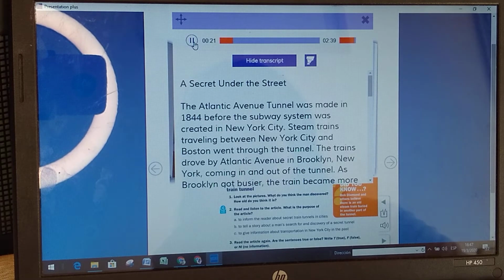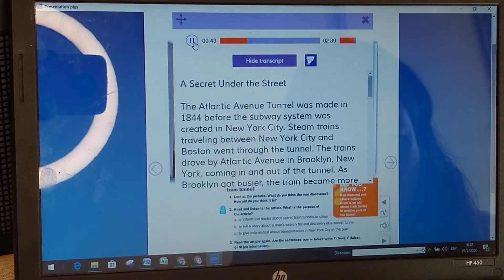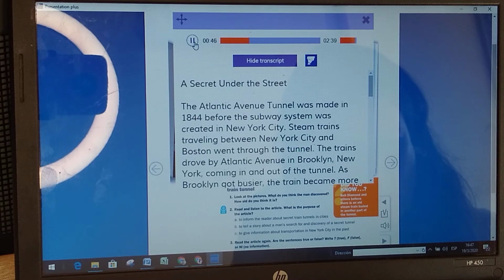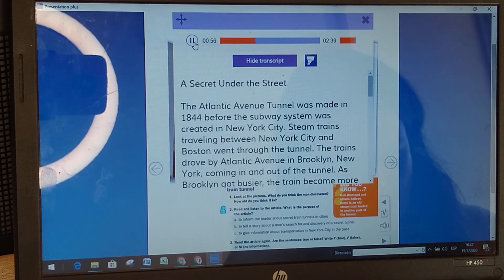A Secret Under the Street. The Atlantic Avenue Tunnel was made in 1844, before the subway system was created in New York City. Steam trains traveling between New York City and Boston went through the tunnel. The trains drove by Atlantic Avenue in Brooklyn, New York, coming in and out of the tunnel. As Brooklyn got busier, the train became more dangerous to people walking on the street. So in 1861, steam trains were no longer allowed in the city, and the tunnel was closed.